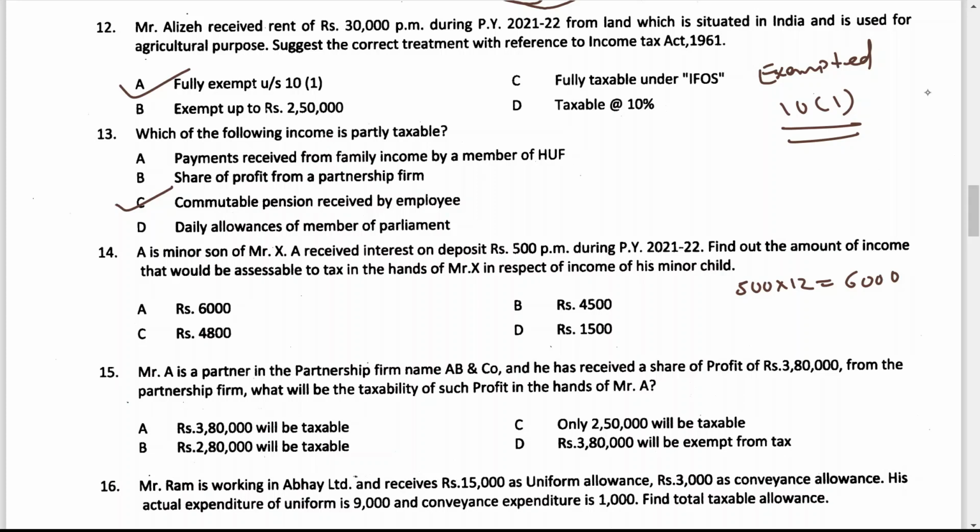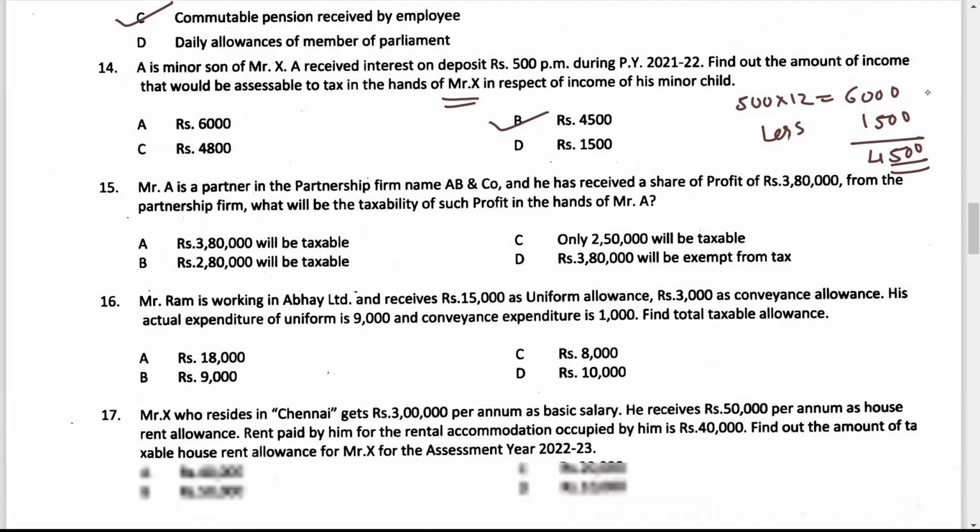So that is why he will get an exemption of rupees 1,500. Fixed exemption is available. So now what is left? 4,500. So this 4,500 will be added into the income of Mr. X. So that is why the answer will become 4,500. What is the question? Find out the amount of income that would be assessable to tax in the hands of Mr. X in respect of the income of his minor child. So the minor child's income is 6,000, but out of 6,000, 1,500 exemption is available. So 4,500 will become the answer.